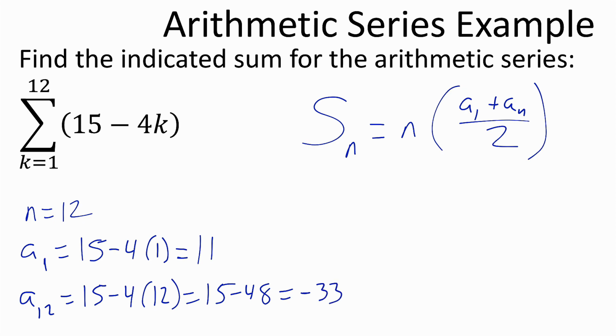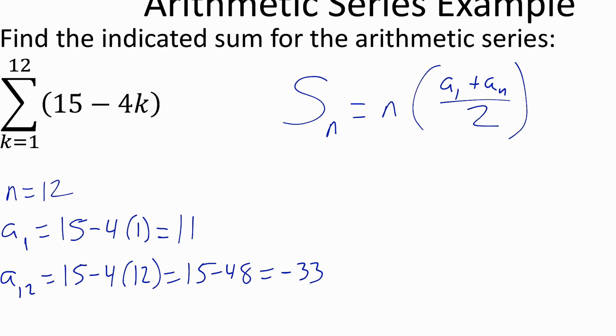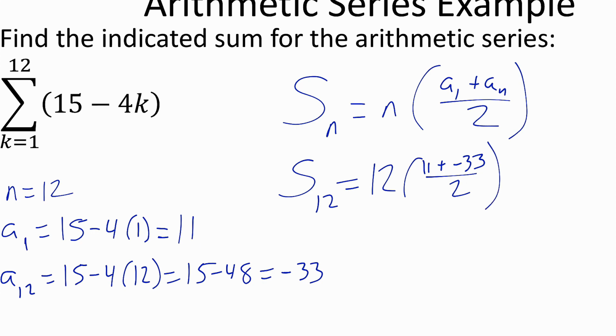Now we have enough to plug in what we need to know. We've got S sub 12. We're adding up the first 12 terms of the sequence. Equals 12 times the first term we found, which was 11, plus the last term we found, which was negative 33. Divide that by 2. Let me keep this going down here. We've got 12 times 11 plus negative 33, which is negative 22, divided by 2. Negative 22 divided by 2 is negative 11.